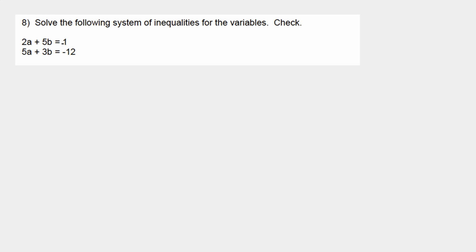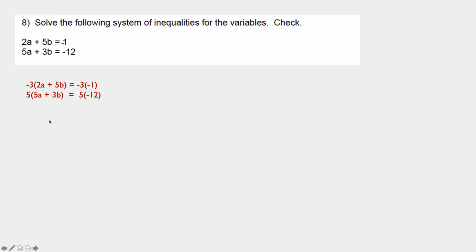Okay, so I can choose to get rid of either variable. I'm going to choose to get rid of the b's, okay? And I'm going to multiply the top by negative 3 because notice these signs are the same, and when they're the same, one of them has to be negative. And I'm going to multiply the bottom by 5.